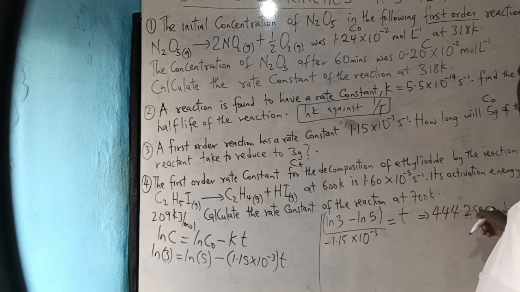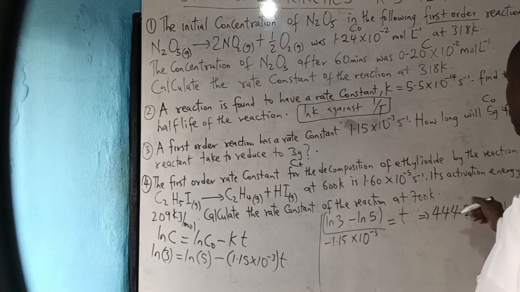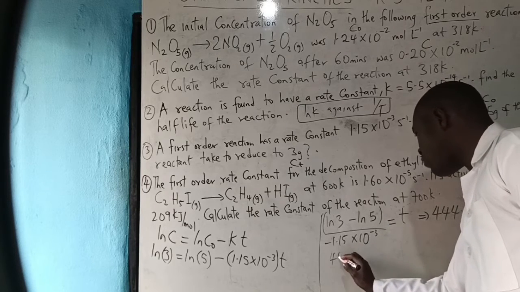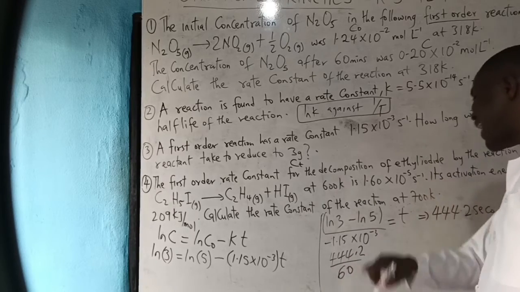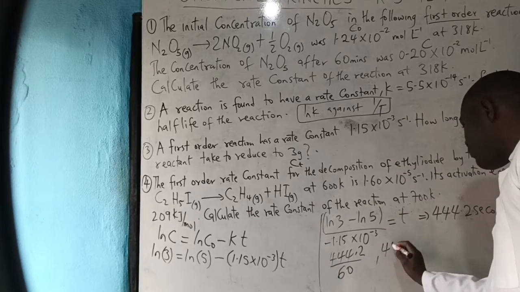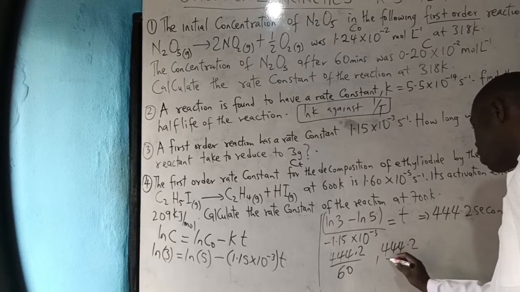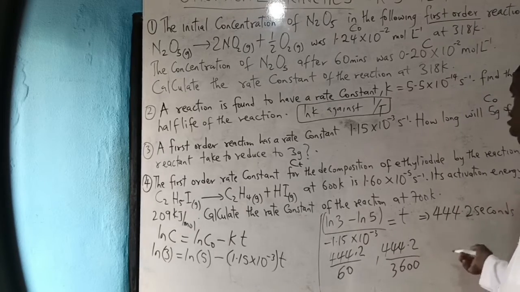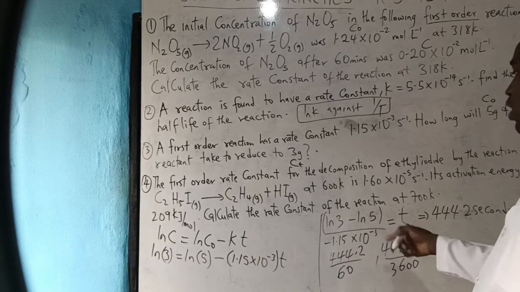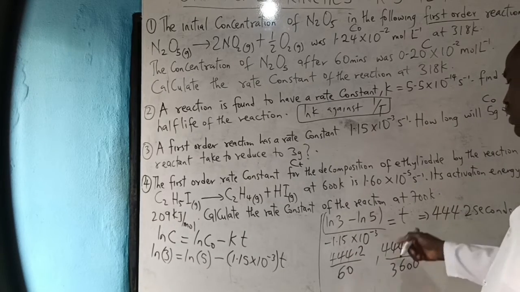When you want to get it in hours, you divide it by 3,600. So 444.2 all over 60 will give you the answer in minutes, and 444.2 all over 3,600 will give it to you in hours. So whichever one they want your answer to be, please package it well.